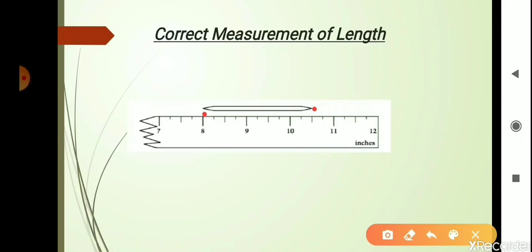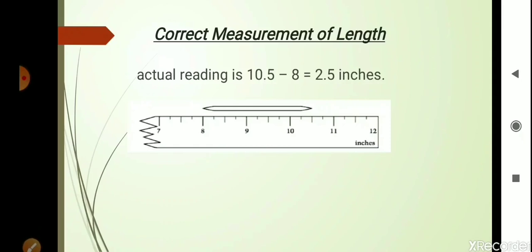Now we see that the final reading is 10.5 and the initial mark has been chosen as 8, so it has to be adjusted with our final reading. So the actual length of this pencil has to be 10.5 minus 8, that is 2.5 inches.